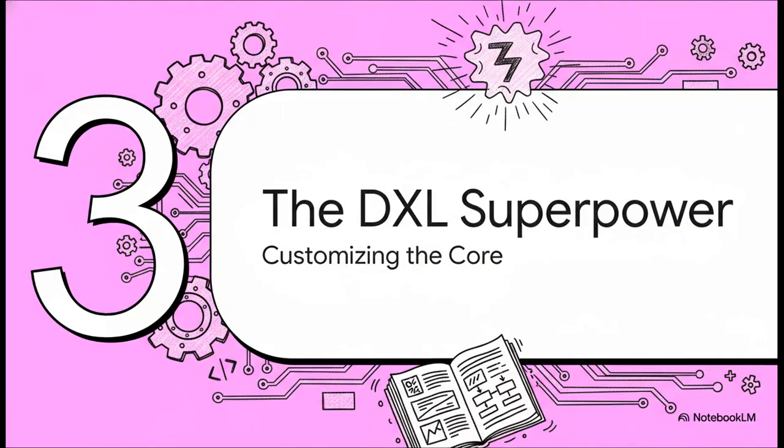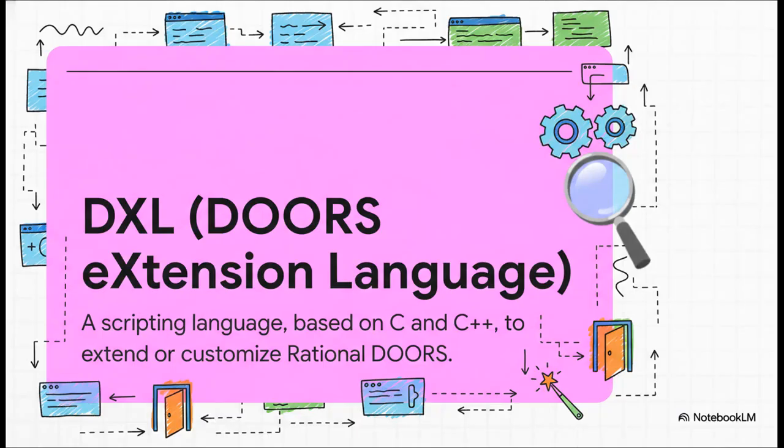And this is where the real secret of DOORS is hidden. It's buried deep inside this huge reference manual. It's kind of like a hidden superpower that lets engineers take the tool and customize it to fit their exact unique needs. It's called DXL. That stands for DOORS Extension Language. You can think of it as a secret built-in programming language. It lets you tell the software how you want it to work, instead of just being stuck with how it comes out of the box.